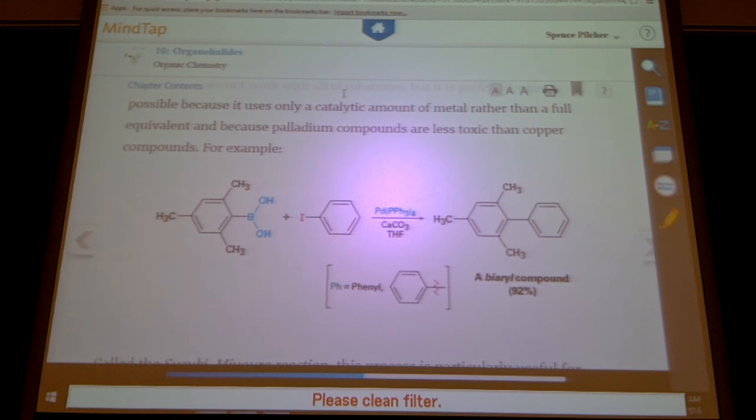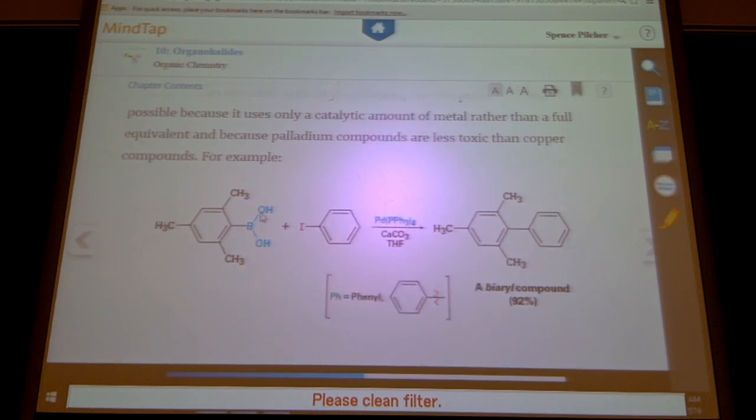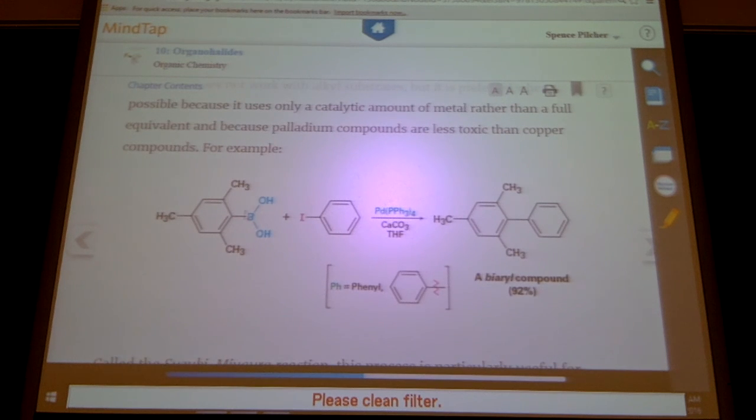So here's an example of your Suzuki reaction. So you have some kind of an aromatic compound or vinyl, so you have your boron attached to a double bond. Your alkyl halide is also attached to a double bond, and so this is a way to couple those things together.